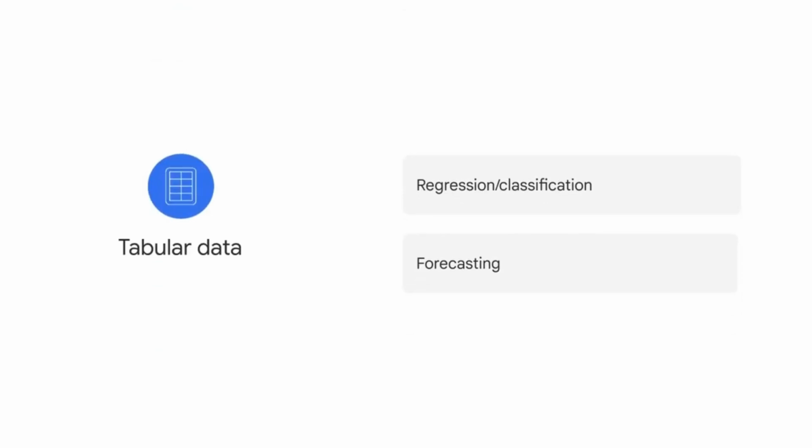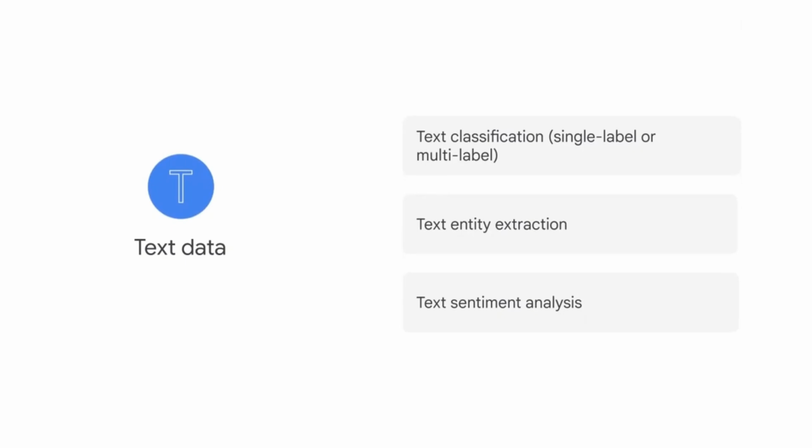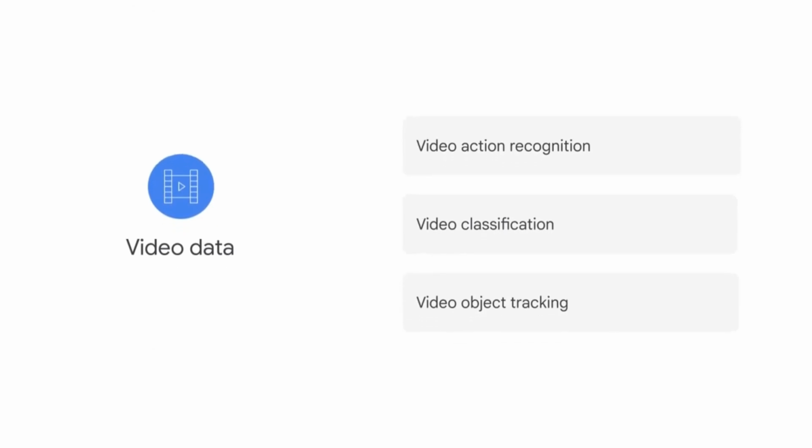Forecasting is vital to many industries, like retail. To learn more about how to build a forecasting model, please check the course titled Introduction to Vertex Forecasting and Time Series in Practice in the reading list. For text data, you can train the model to classify text, extract entities, and conduct sentiment analysis. Do these tasks sound familiar? Right, you learned about entity extraction and sentiment analysis when you explored natural language APIs in the previous module. Finally, for video data, you can train the model to recognize video actions, classify videos, and track objects.